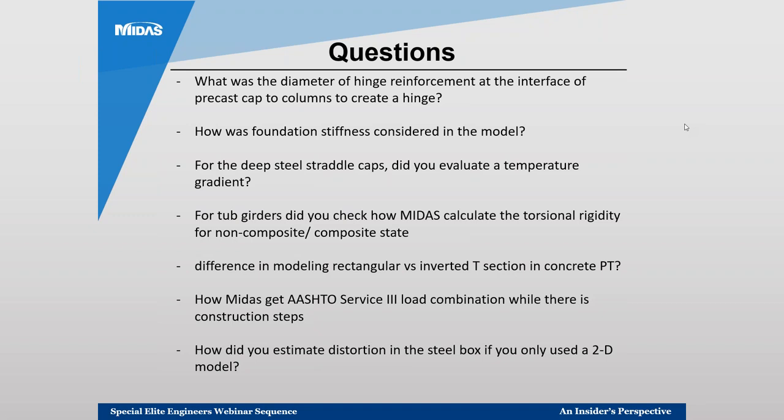Yeah, for the pedestrian bridge, we did take the torsional rigidity into account. MIDAS was able to check the torsional rigidity when there is no top concrete slab in place, and check the composites. The difference between the inverted T section and the rectangular section is not much for designing the post tension. It's only the detailing to have that corbel on the side to support the pre-stress beams. Yeah, MIDAS takes all the loading condition combinations as per AASHTO, and we can modify them if you want to add any construction loading conditions.